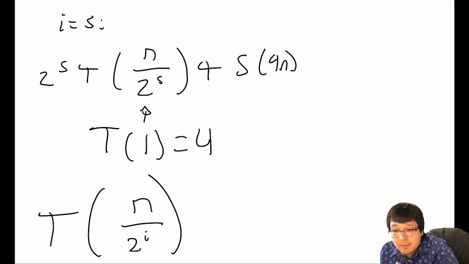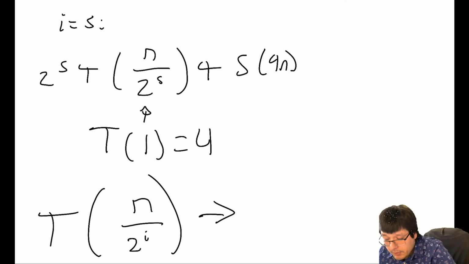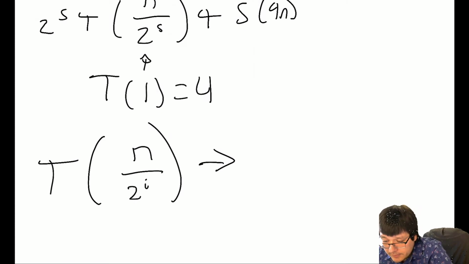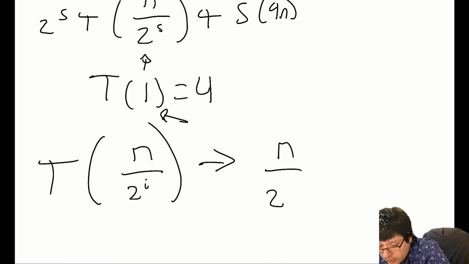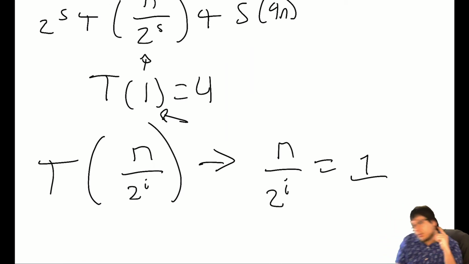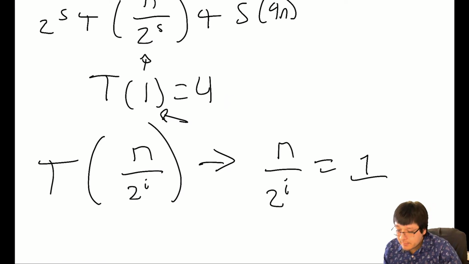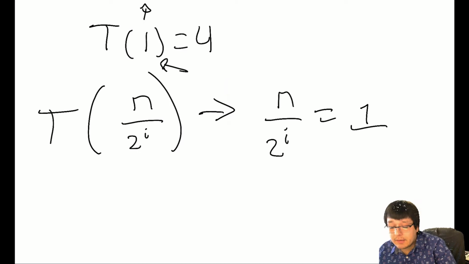I need to convert this part to basically be 1, right? Because if it's 1, I know what the answer is, because that's the base case. So I need n over 2 to the i to be equal to 1. That's what I need to solve. What value does i have to be to equal that? That's the goal.